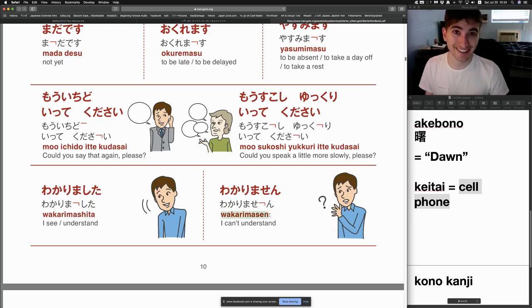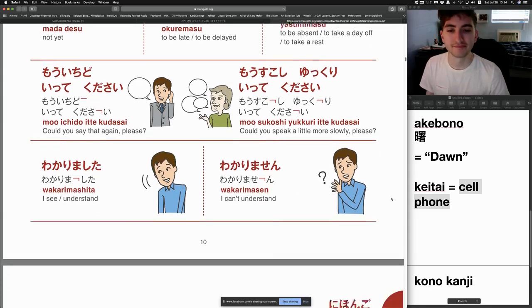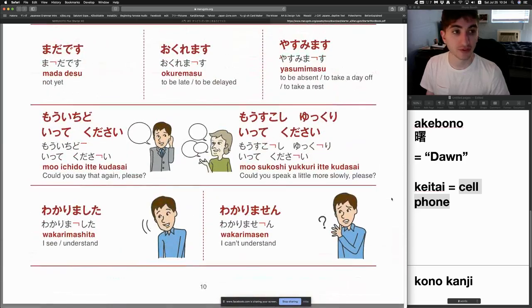If you don't understand, if you don't know something, you can use the opposite. わかりません. This is the negative conjugation. わかりません. All right, and that will conclude the vocab for the classroom.